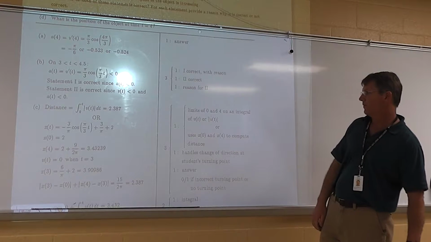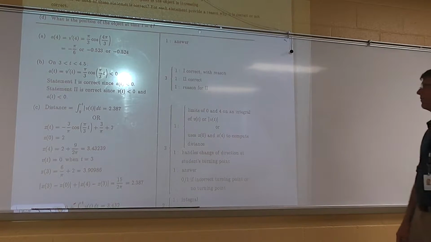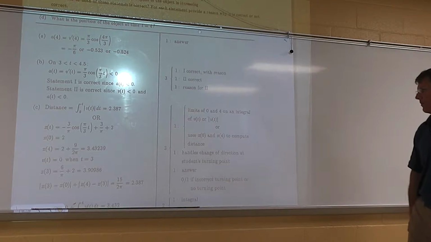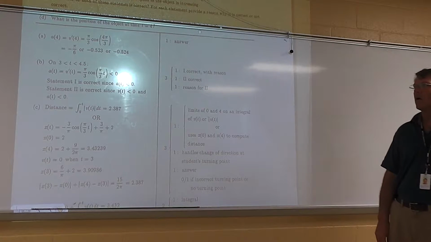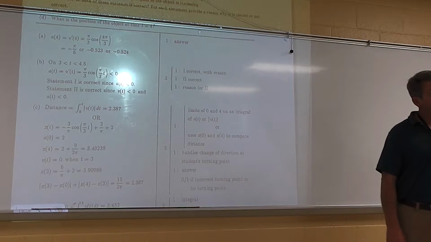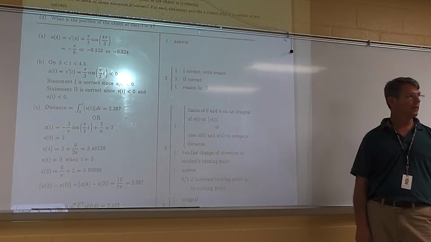That was a 3-pointer. I don't really get how they did it with the absolute value, because I thought I did it right. You don't get the absolute value part? I don't get how they took the integral of the absolute value. Oh, it's just in the calculator. They just did it in the calculator? Yeah. Oh, okay.